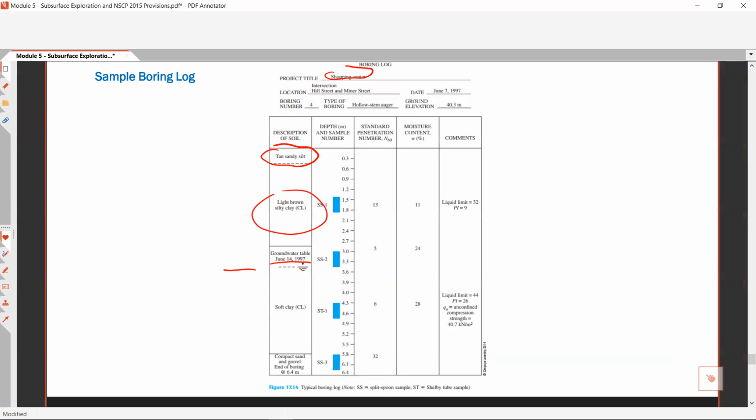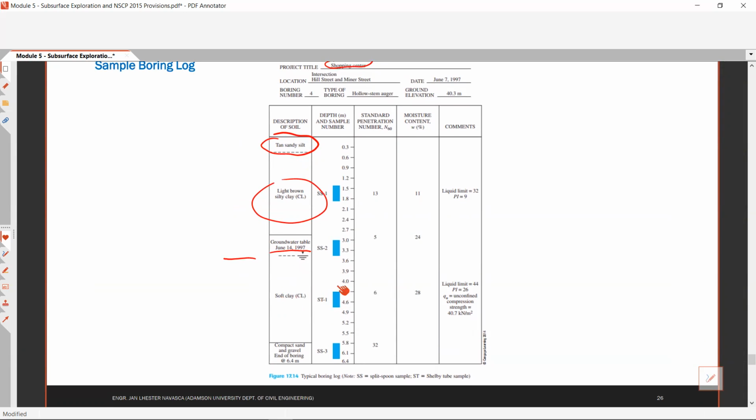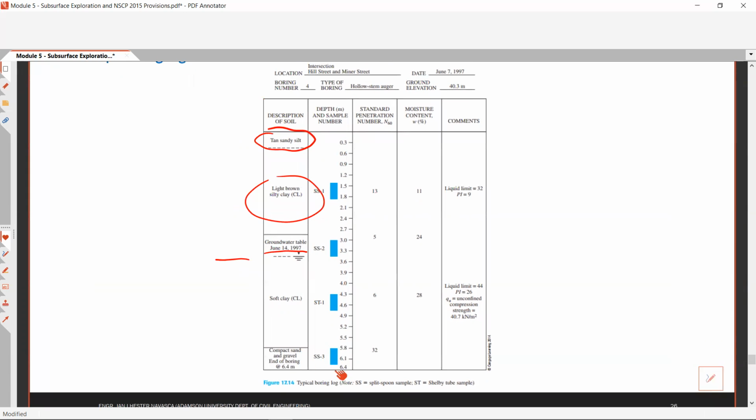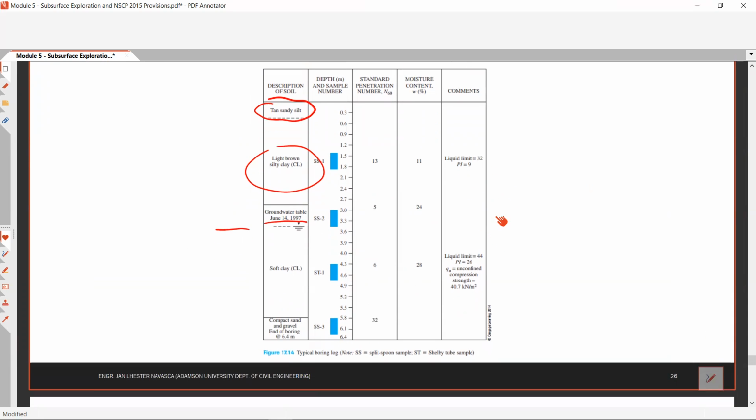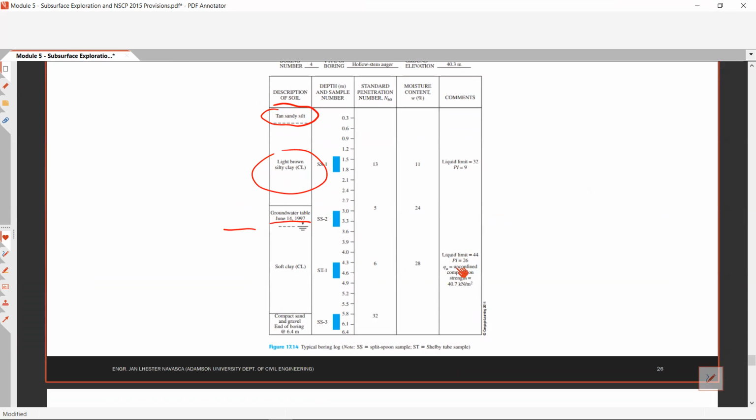Take note that the groundwater table is increasing, sometimes decreasing. It depends. You have these many factors. Okay, then you have this soft clay at this location. Then also this compact sand and the end of boring at 6.4 meters. Then you need to indicate the liquid and the moisture content, the standard penetration number, the N60, and some additional comments for, let's say this one, the Atterberg limits and the shear strengths of the soil.